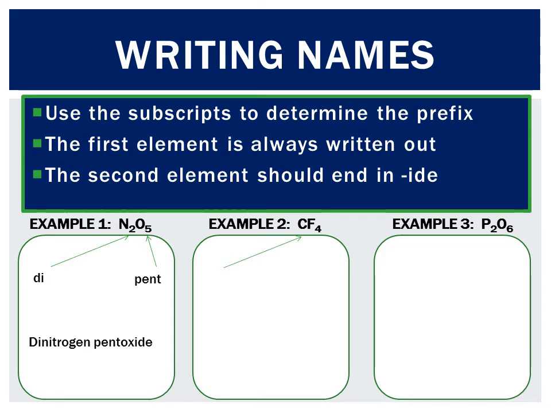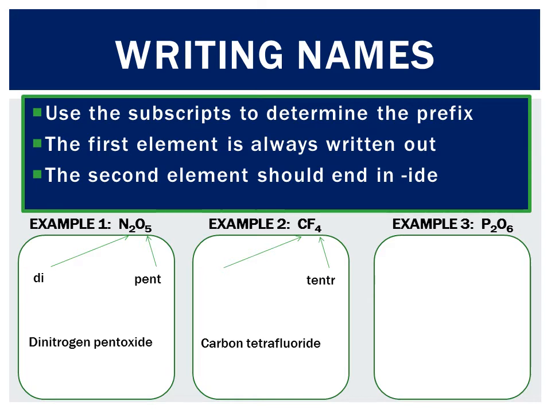Next example. If there's no subscript on carbon, that's an implied 1. The subscript on fluorine is 4. 4 is tetra. If there's no subscript on the first, I don't need the mono. So it's carbon tetrafluoride. 1 carbon, 4 fluorines. Carbon tetrafluoride.